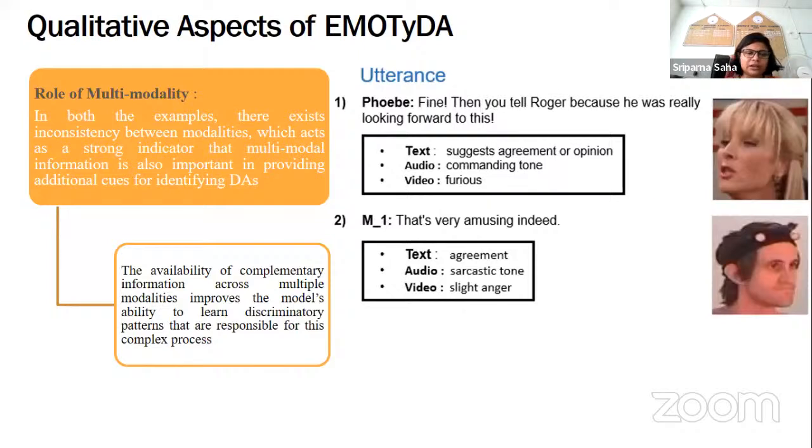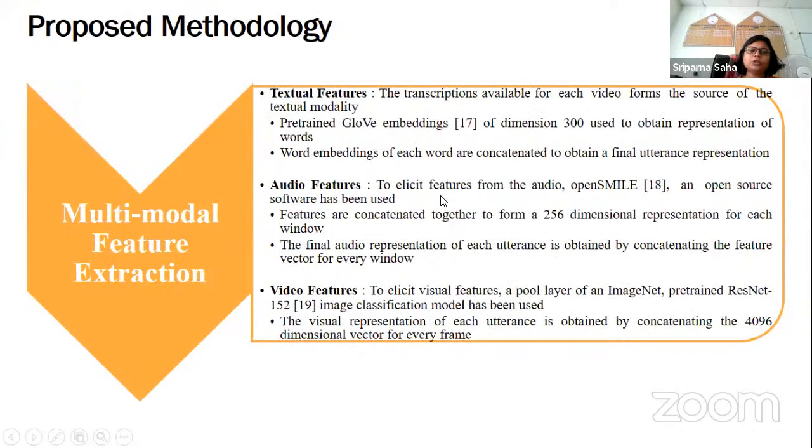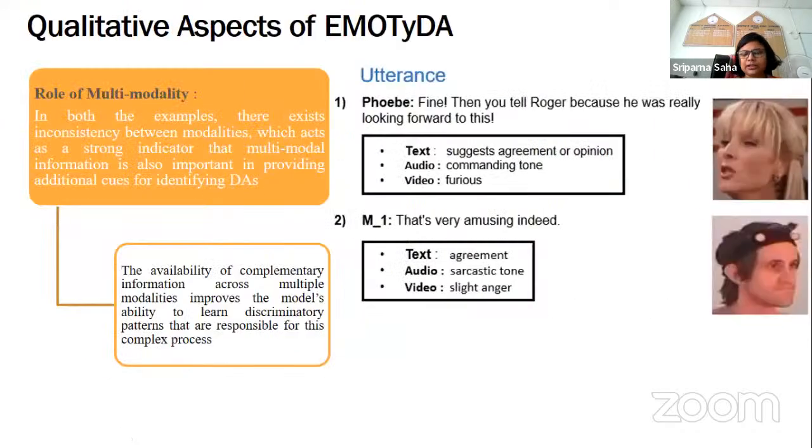So in both examples, there exists inconsistency between the modalities, which acts as a strong indicator that the multimodal information is very important in giving us additional cues for identifying the dialogue act. This multimodal information is complementary, and as a result, we are better able to identify the dialogue act. So now, this was about the dataset.